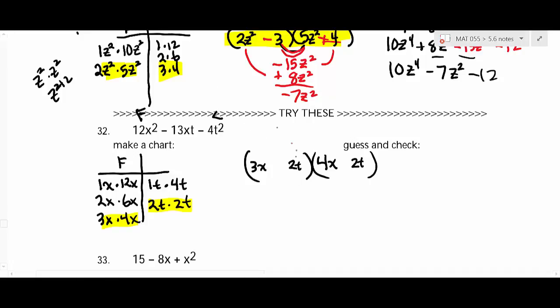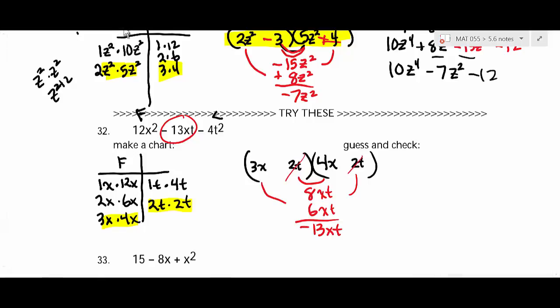So if you did this, this is going to be 8xt, and then this outside term is going to be 6xt. What are we trying to make that add up to? That middle term. Is that going to work? No. Okay, now here's what you do if it doesn't work. You could switch the 2t and 2t, but that wouldn't make any difference, right? They're the same number. So you're going to have to give up on that. It's not going to work.